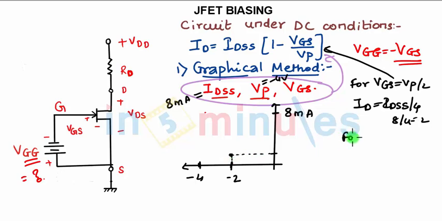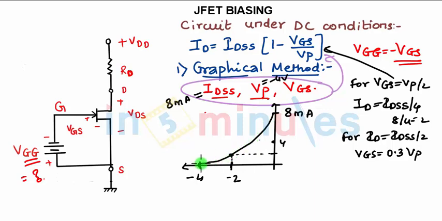Similarly, if you want a more perfect curve, for ID equal to IDSS by 2, the value of VGS is 0.3 times VP. So you can get another point on the curve, and IDSS by 2 is 8 by 2, that is 4 milliampere. For this you will get one more point, and then you can draw the curve that will give you the transfer characteristics. Now you know VGG and VGS are same. On this axis you have VGS over here and VP over here, and here you have ID in milliampere.